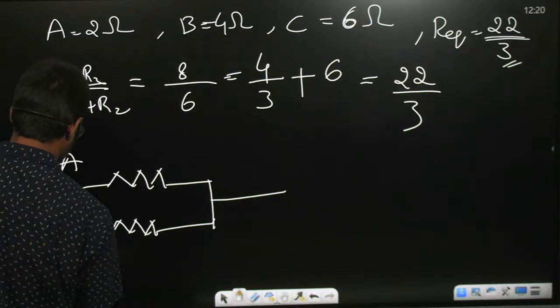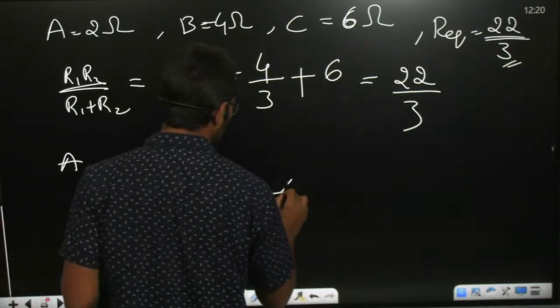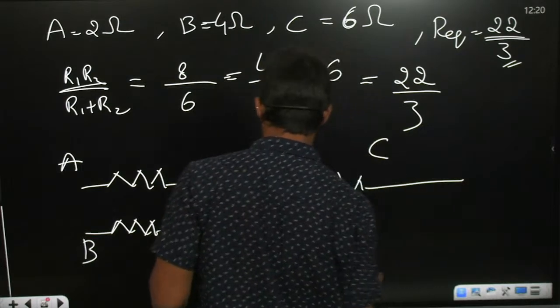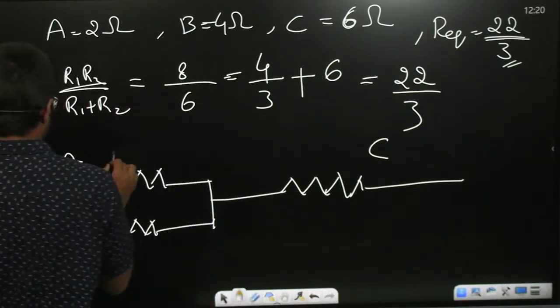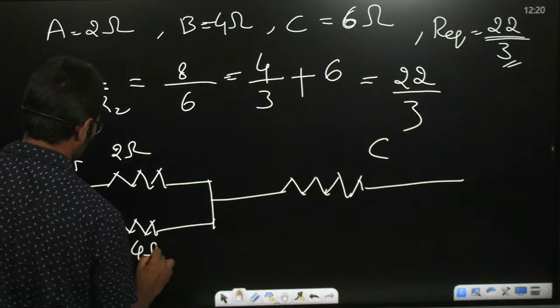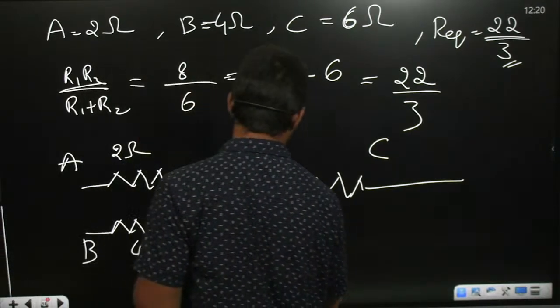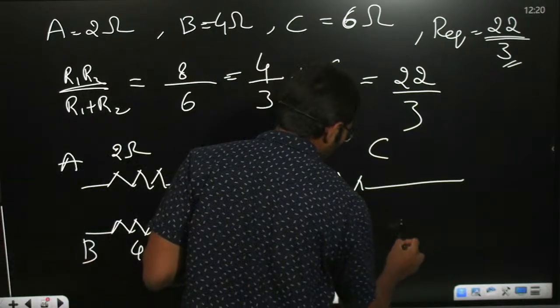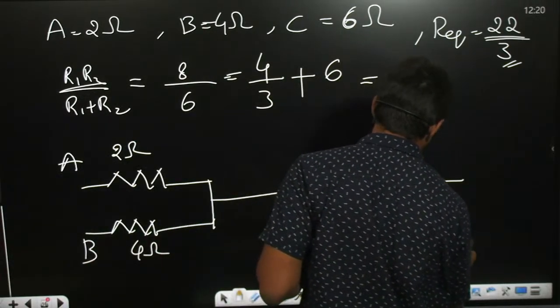So when A and B are in parallel and C is in series, with A 2 ohms, B 4 ohms, C 6 ohms, when this is the case, the R equivalent will be 22 by 3.